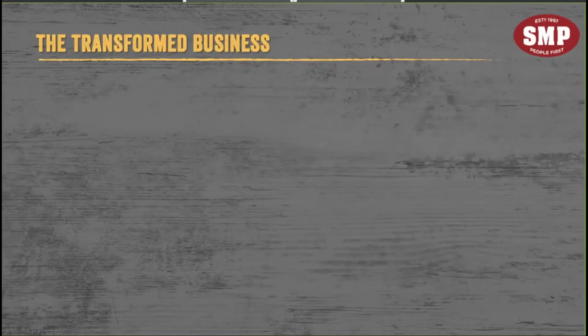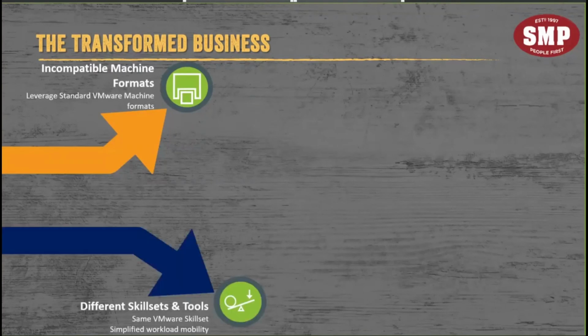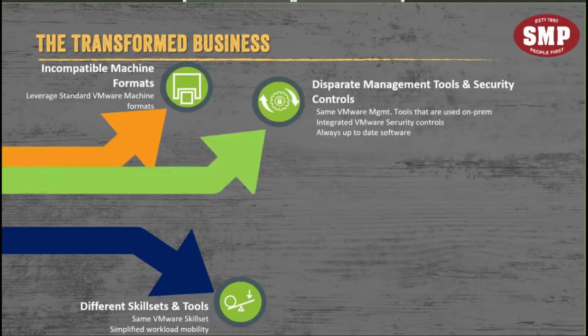So the transform business, when you start looking at that hybrid cloud, I told you I was going to circle back and look at some of the components that were some of the biggest challenges. So the incompatible machine formats: these are leveraging VMware standard machine formats. There's no difference. There's no changing. None of that. It's all exactly what you're using today. Different skill sets and tools: it's the same VMware skill sets. And you've got that simplified workload mobility, so I can move things around wherever's required.